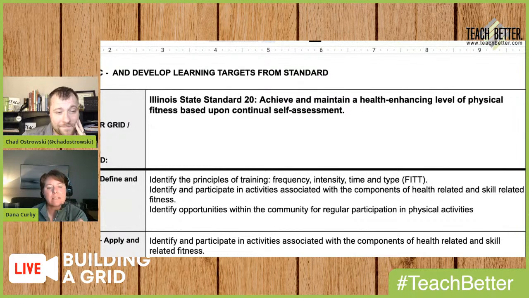Right. So as I look at our standard 20, a couple of things jump out to me. We're wanting to achieve and maintain, so you're looking at two things there. A health enhancing level of physical fitness based on continual self-assessment. So I would like to start to achieve and figure out how to stay there. But I need to be able to do that by continually assessing myself.